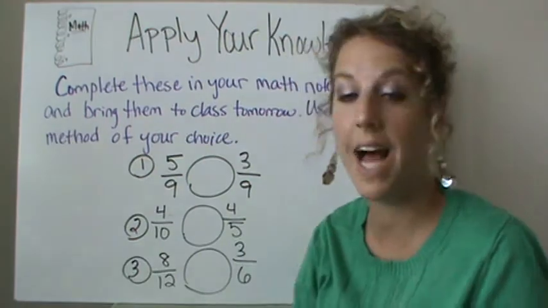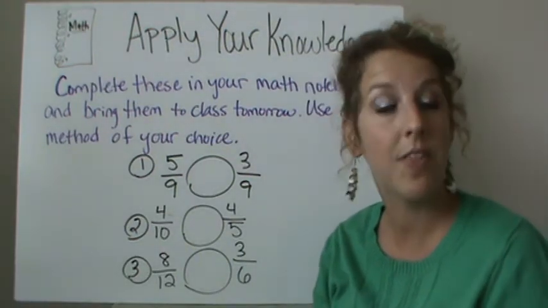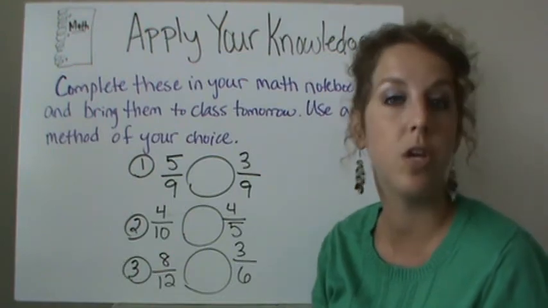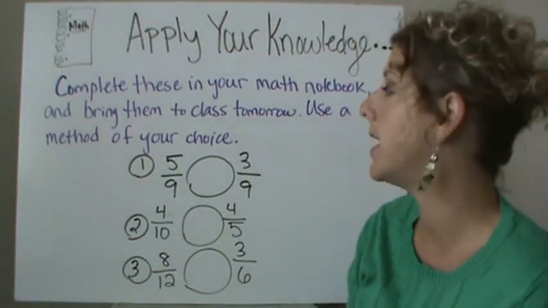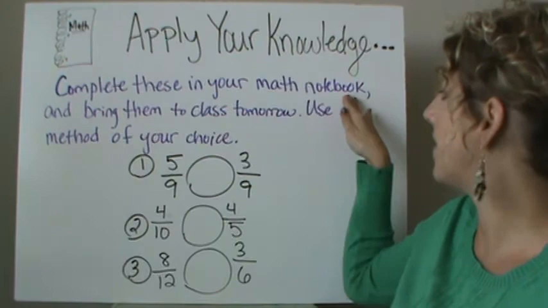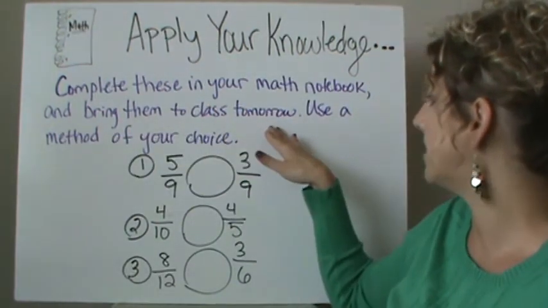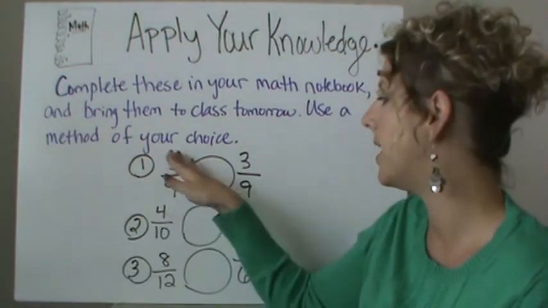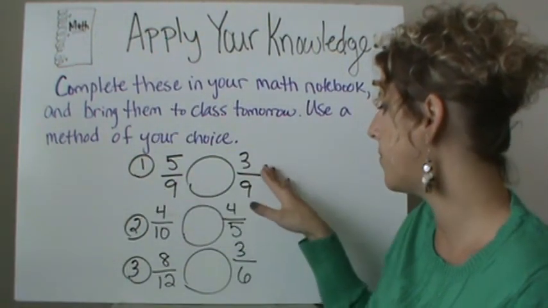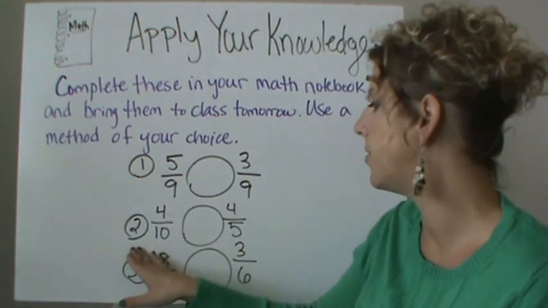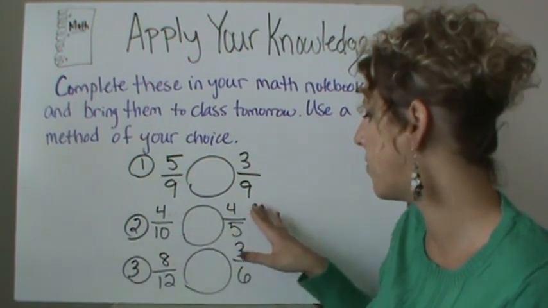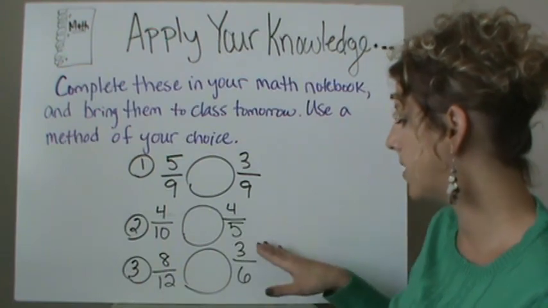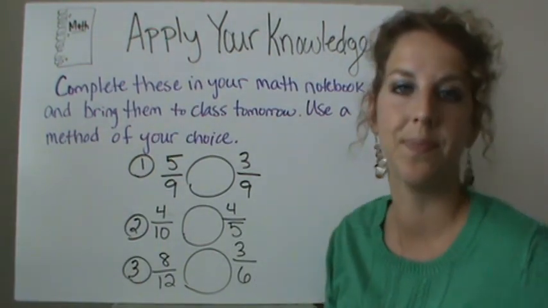Now, I want you to apply your knowledge. Get out your math notebook, and I want you to solve these 3 equations on your own, and you can use the method of your choice. So complete these in your math notebook, bring them to class tomorrow, and use any method of your choice. Number 1, 5/9 compared to 3/9. Number 2, 4/10 compared to 4/5. And number 3, 8/12 compared to 3/6. Good luck!